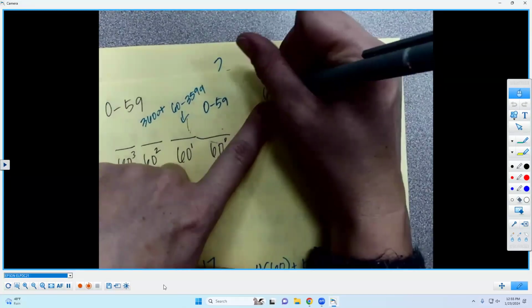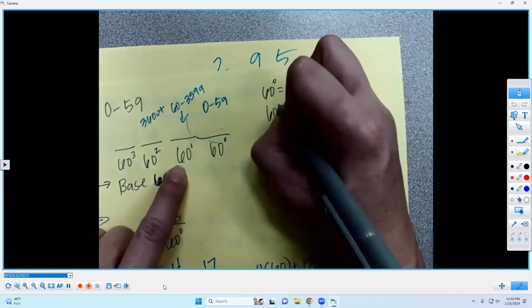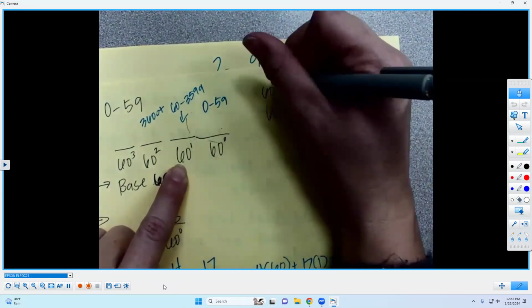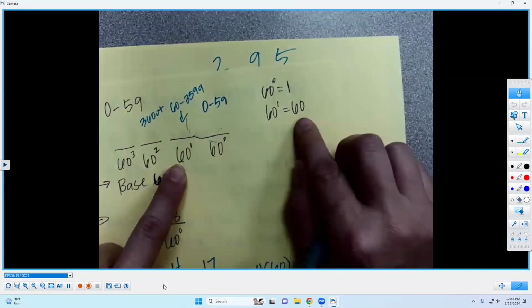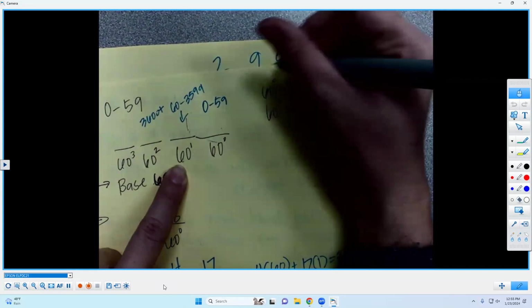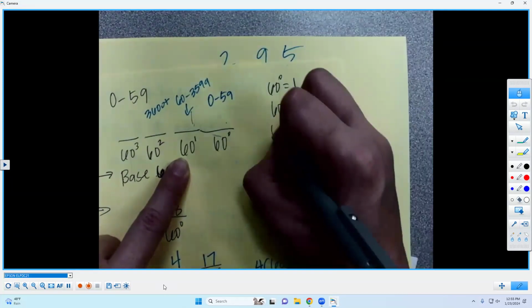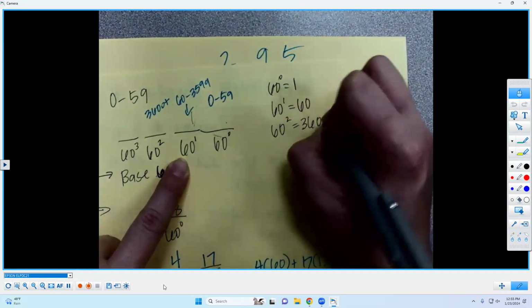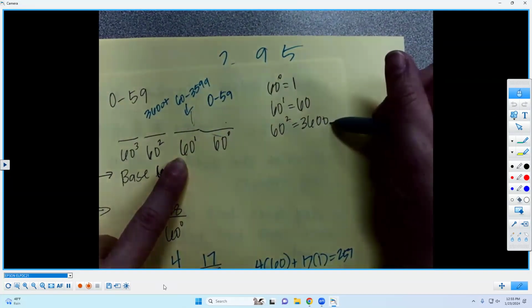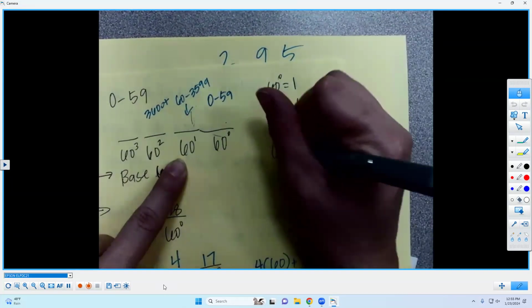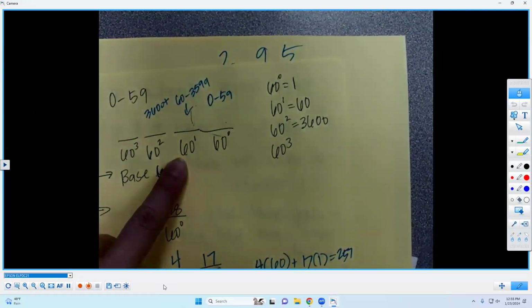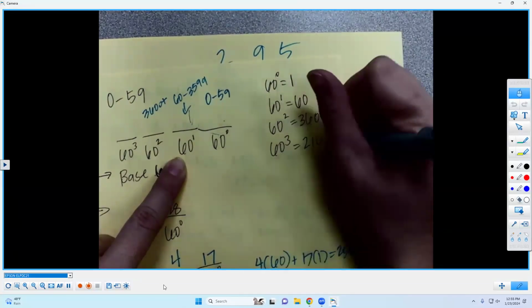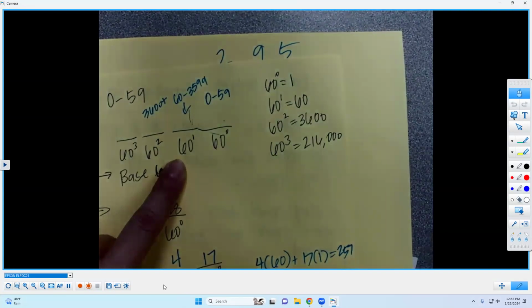Yeah, so the idea is 60 to the 0 power is the ones place. The next place value up is 60. So a number smaller than 60 would only use this place value. The next one up from here is 3,600. So a number smaller than 3,600, you'd only use these 2. The next one up after that is 60 to the third power, 216,000.